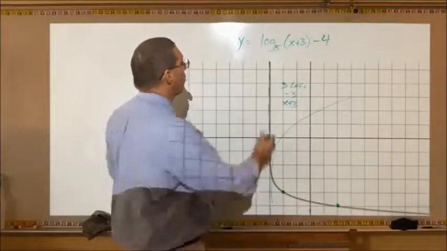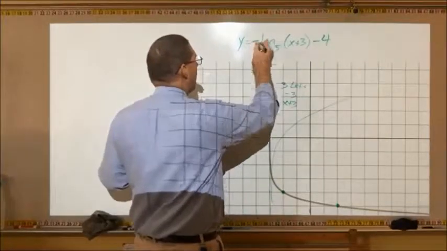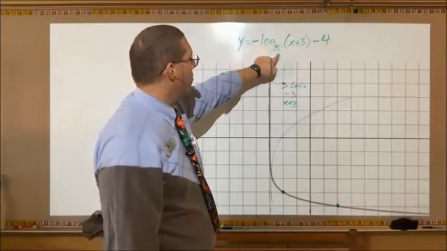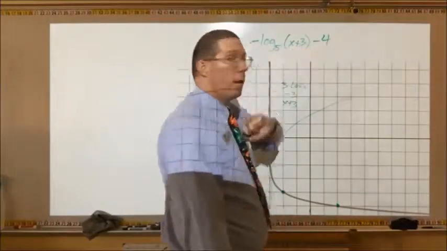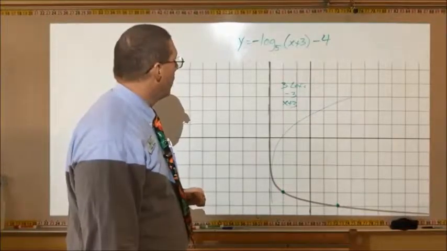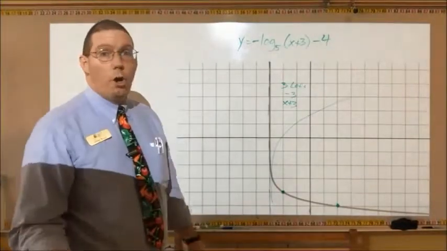And therefore, we're going to put a negative in front of the entire thing, and our final function is y equals negative log base 5 of x plus 3 minus 4. Okay? And that is our function. All right, let's try another one.